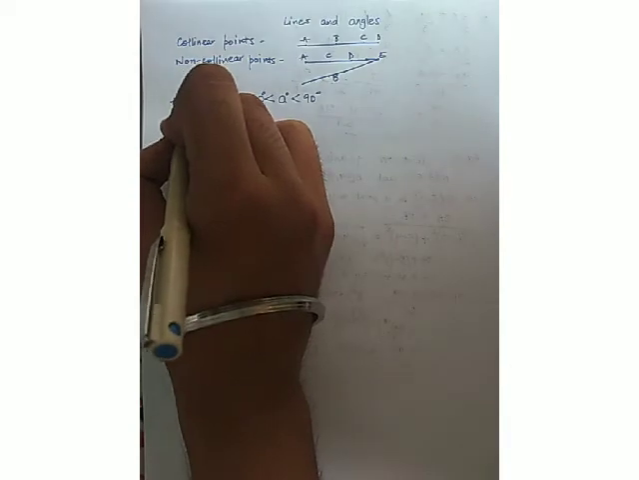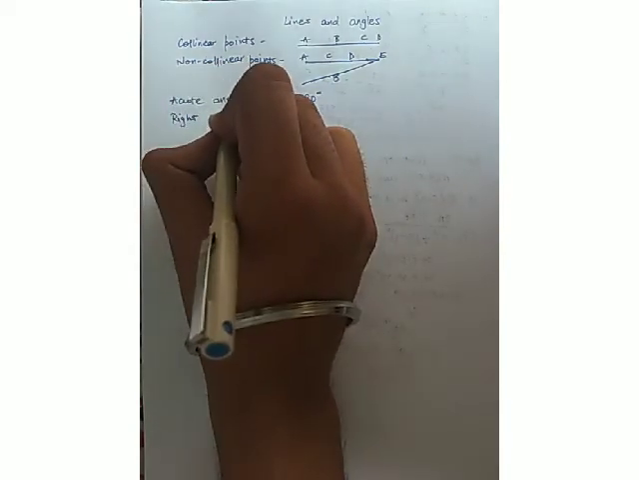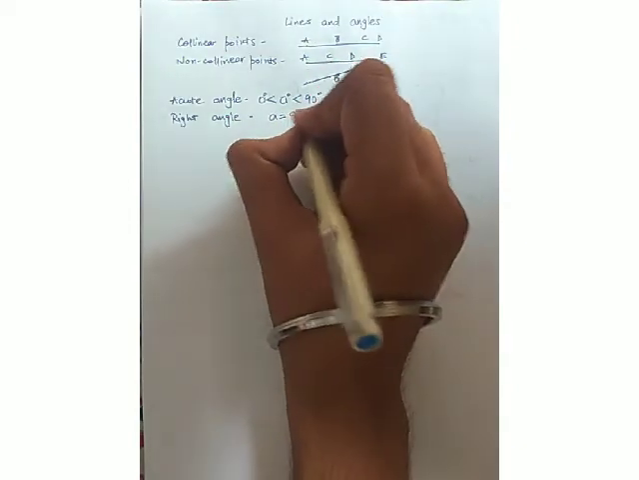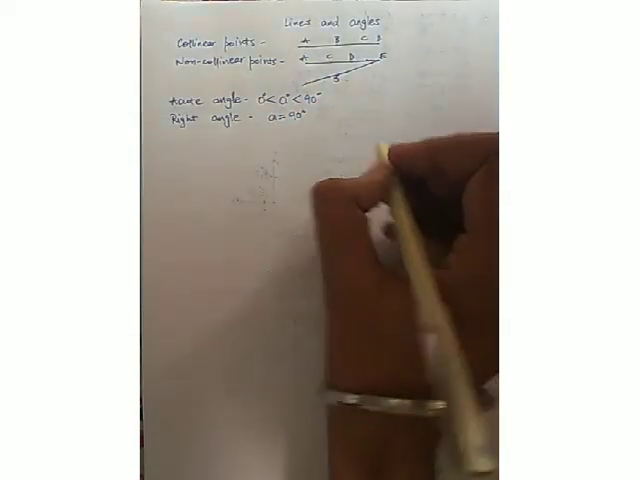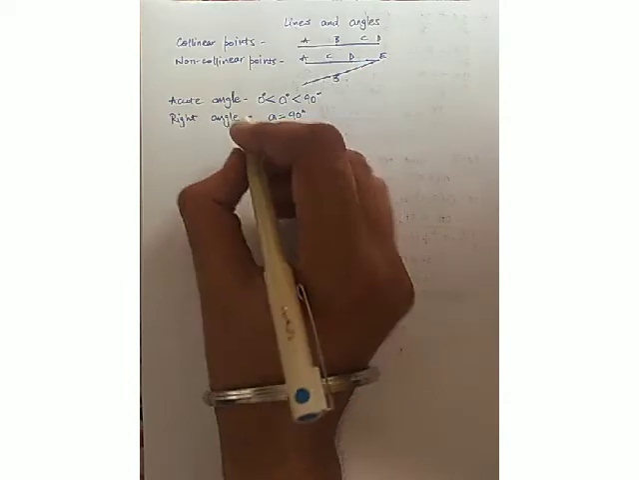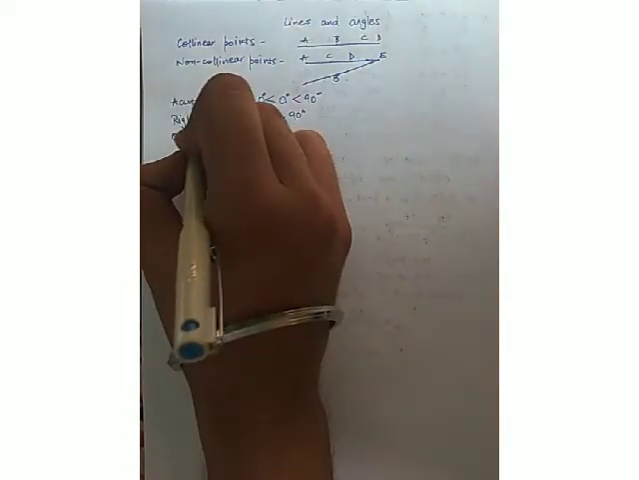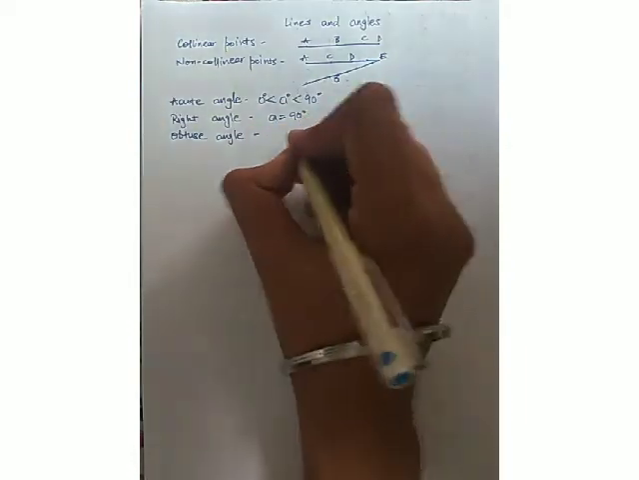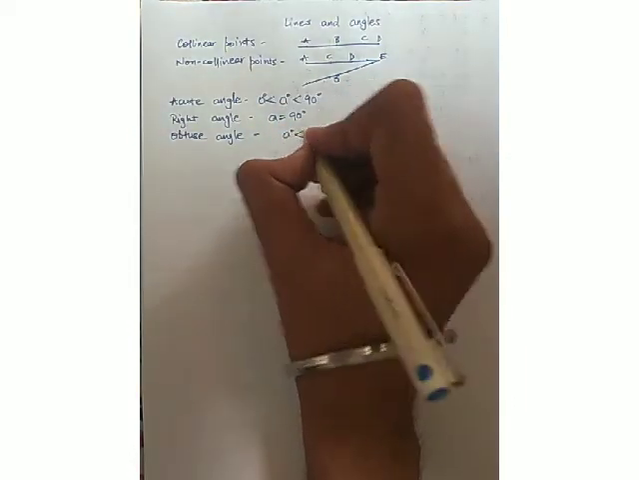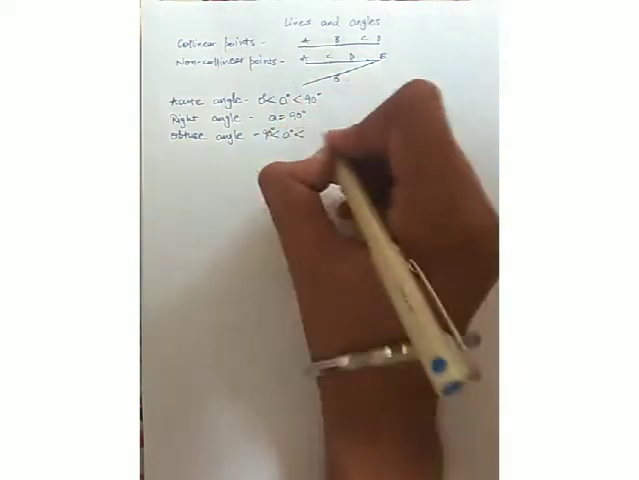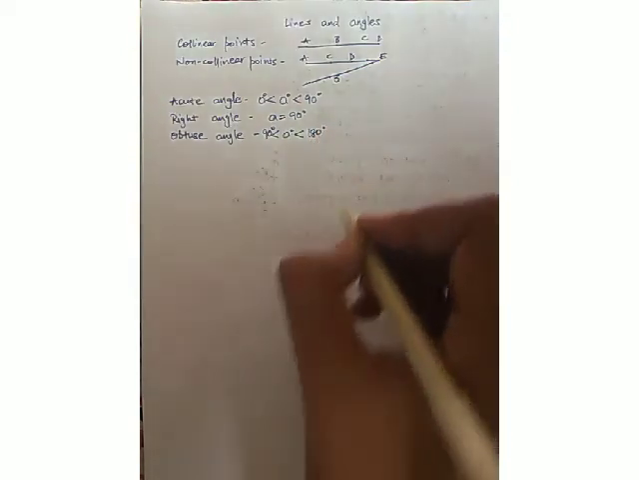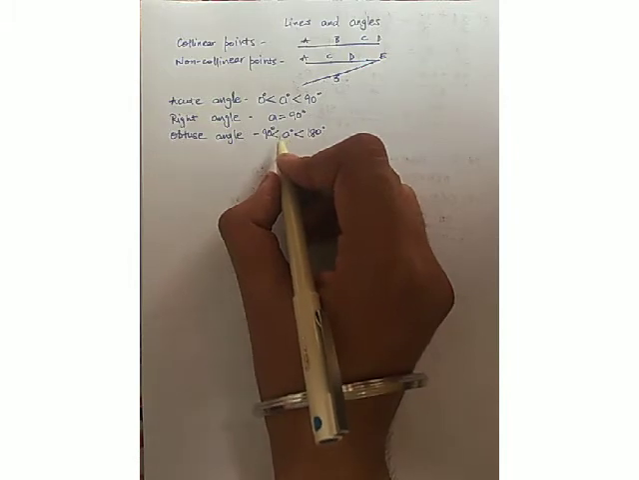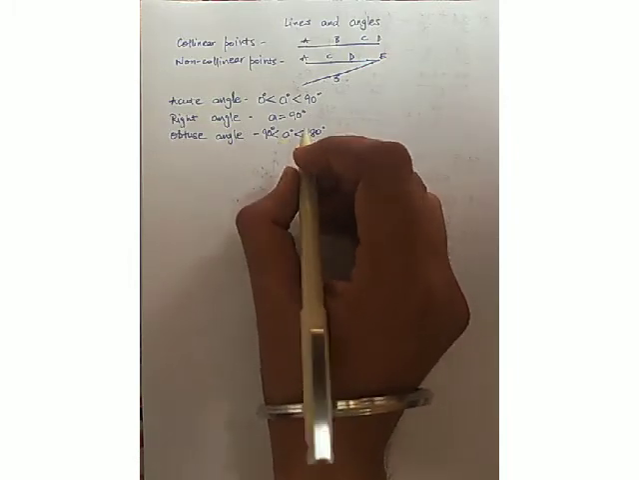The next one is a right angle. A right angle is an angle whose value is 90 degree, not less than 90, not more than 90. After that we have obtuse angle. What's an obtuse angle? The value of the angle lies between 90 degree and 180 degree. That angle is known as an obtuse angle. It means the angle must be greater than 90 degree and less than 180 degree.